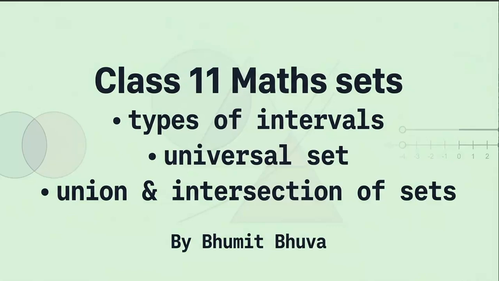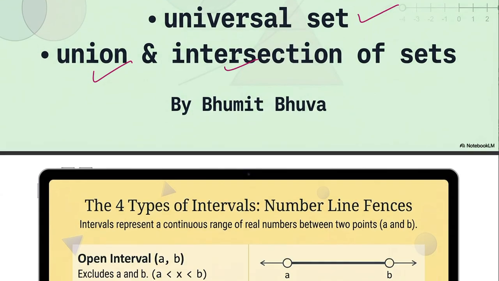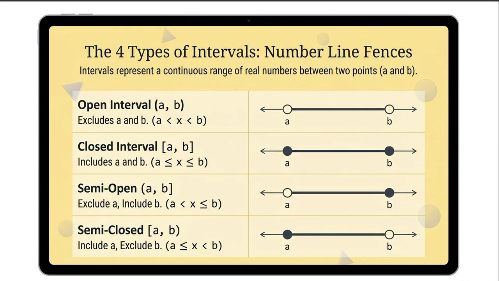Hello everyone. In this class we will discuss types of interval, universal set, union and intersection of two sets. Okay, so let's start with the intervals. There are four types of interval. Interval is used only in the case of real numbers, to represent real numbers between any two points. So the first one is open interval.